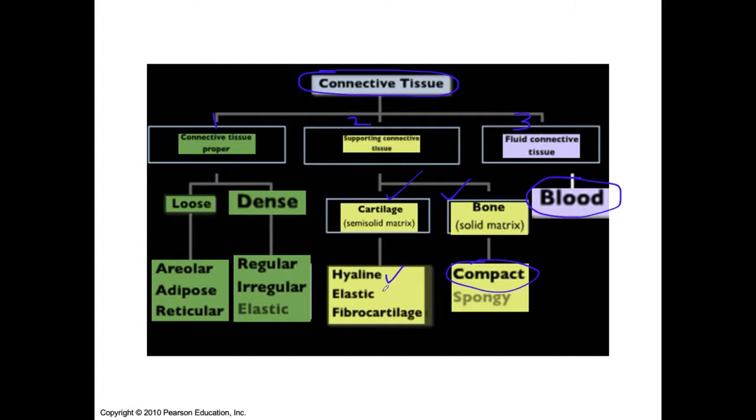And then on the cartilage, we spoke about hyaline, elastic, and fibro. Hyaline is going to form most of your joints. It's involved in degenerative joint disease, whereas the fibrocartilage is the intervertebral discs. And we'll talk about elastic in just a second. Under connective tissue proper, there was loose and dense. Under loose, there was areolar, adipose, and reticular. And under dense was regular, which was our tendons and ligaments, and then irregular.